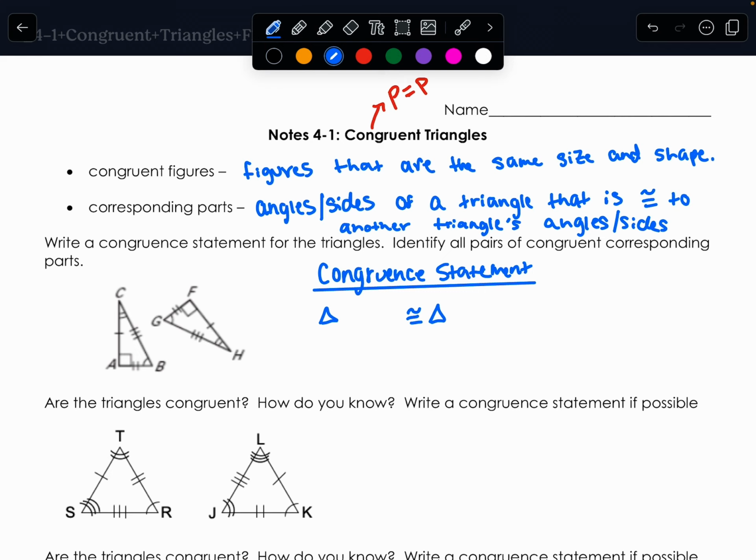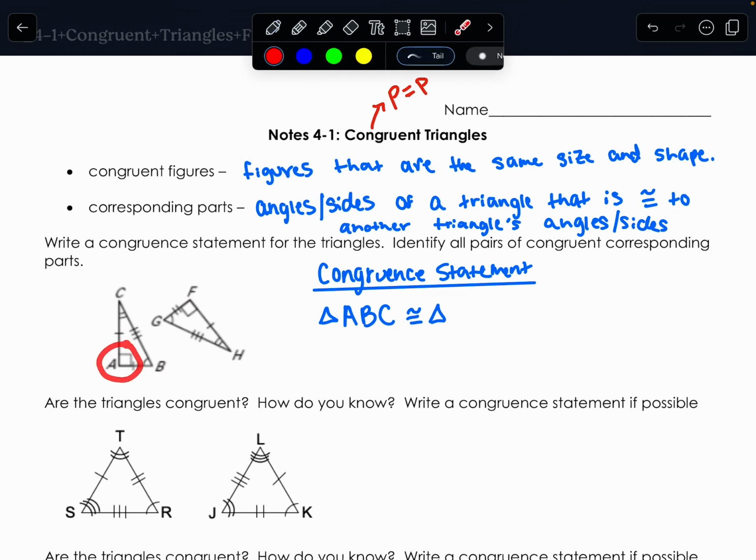So, for example, let's look at this triangle over here. And we can start with whichever letter we want. I'll just go alphabetically. So I'll start with letter A. So angle A, then B, then C. So that's called triangle ABC. And I'll match it up with the triangle on the right, but I have to go in the same order.